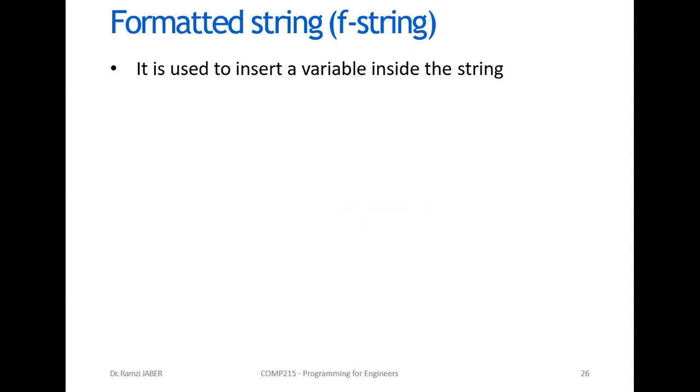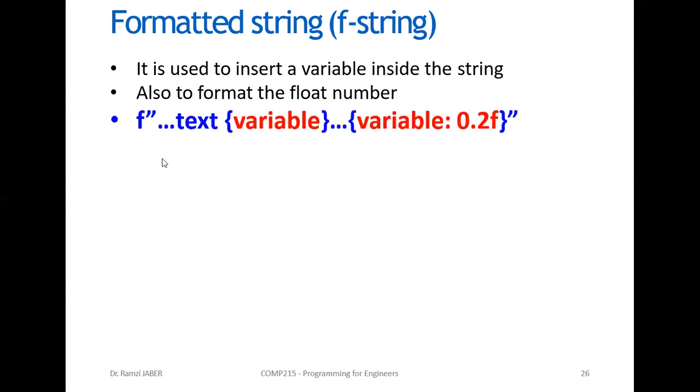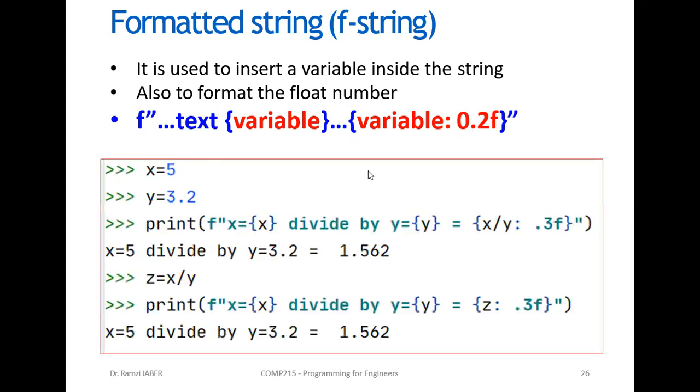Now, another topic: formatting strings. This slide is optional; it's not obligatory. We can write a formatting string. It's used to insert a variable inside a string, and also to format a float number. This is the syntax: inside the print, we can put f between quotation marks, your text, and between braces, your variable. For example, x equal to 5, y equal to 3.2, where x is an integer and y is a float. We can write it optionally.